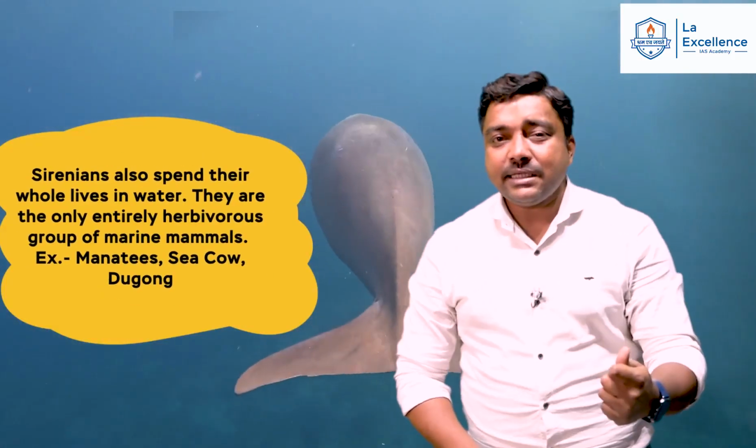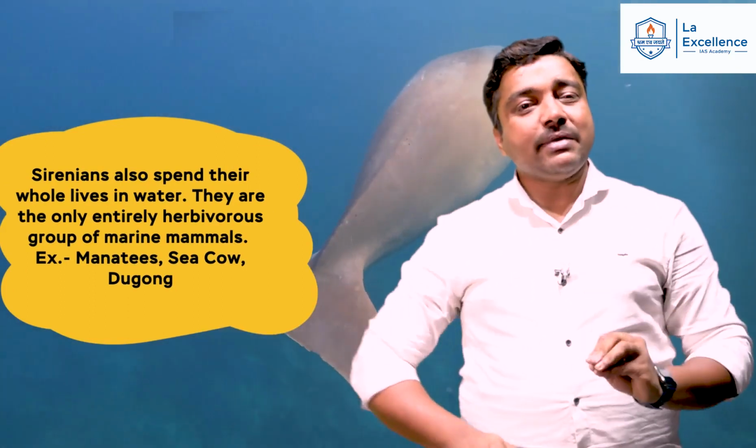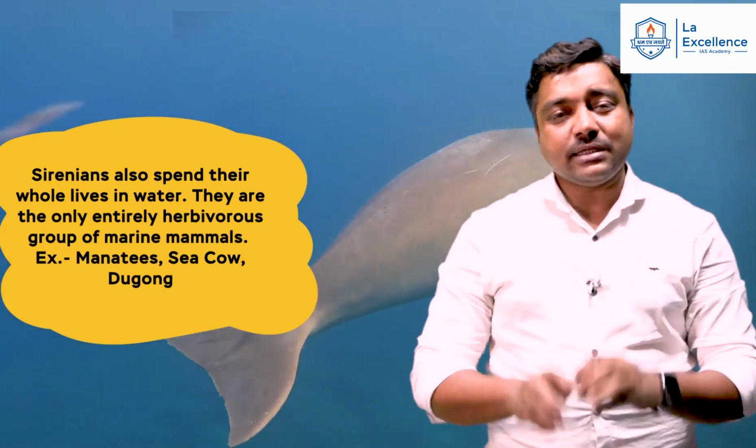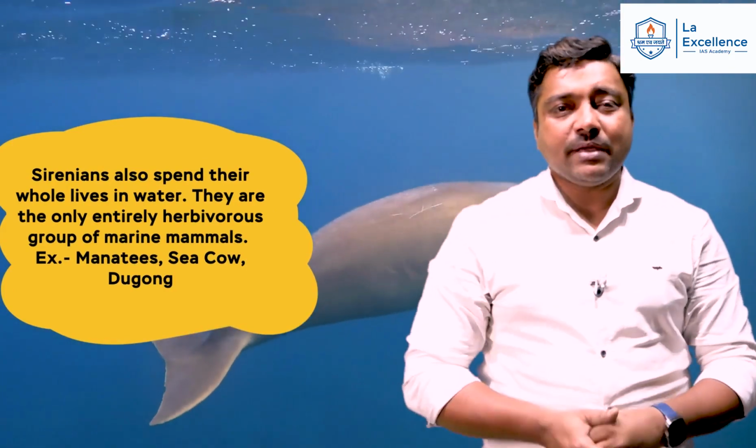The next group of marine mammals is sirenians. These sirenians live entirely in the water, and they are the only marine mammals which are herbivorous in nature. Examples of sirenians are manatees, sea cow and dugong. The dugong question has been asked in the UPSC many times. Each individual mammal we will discuss in the upcoming videos.